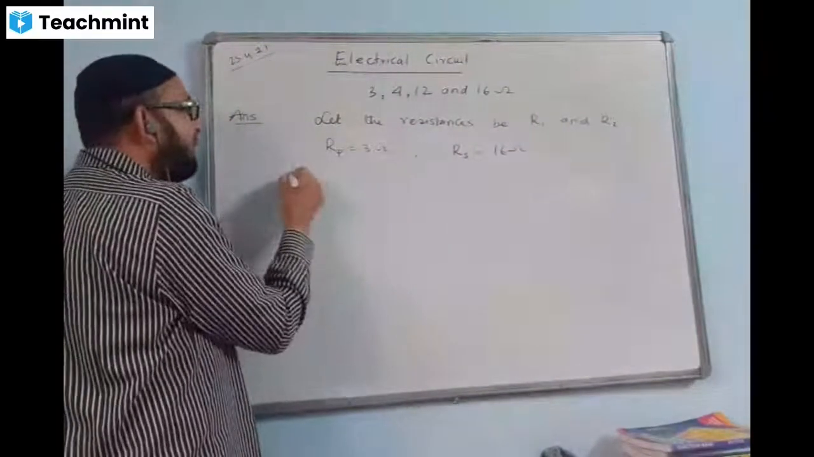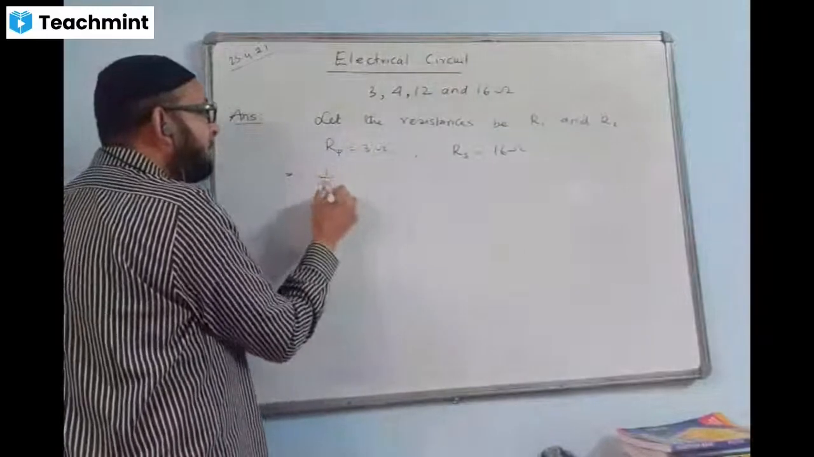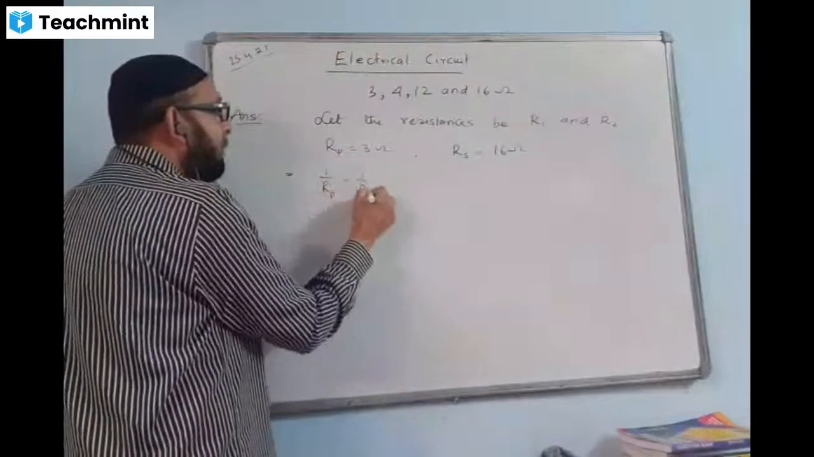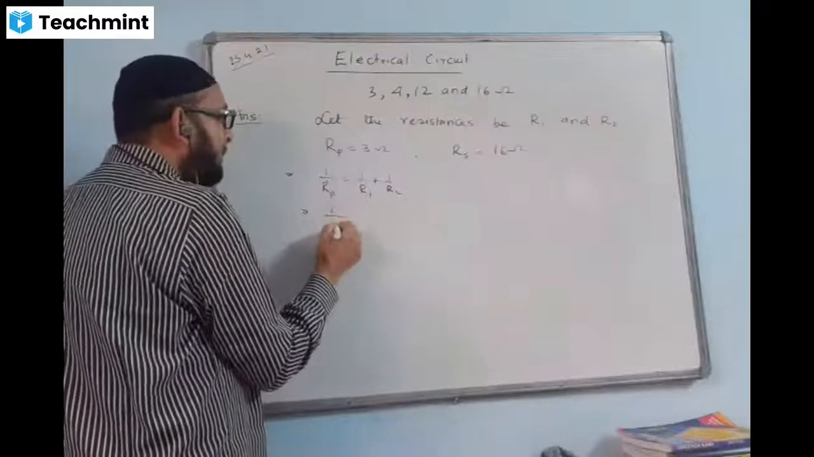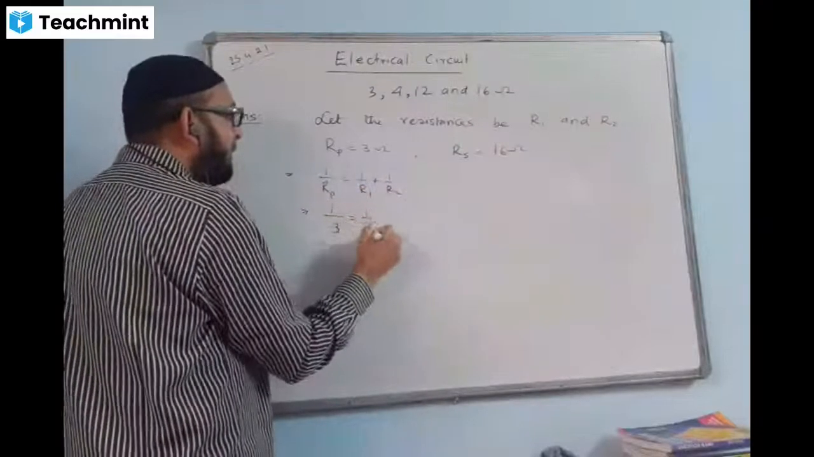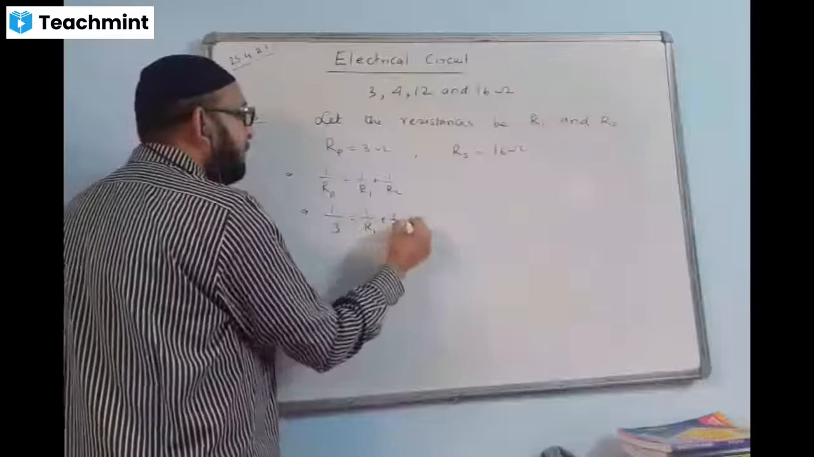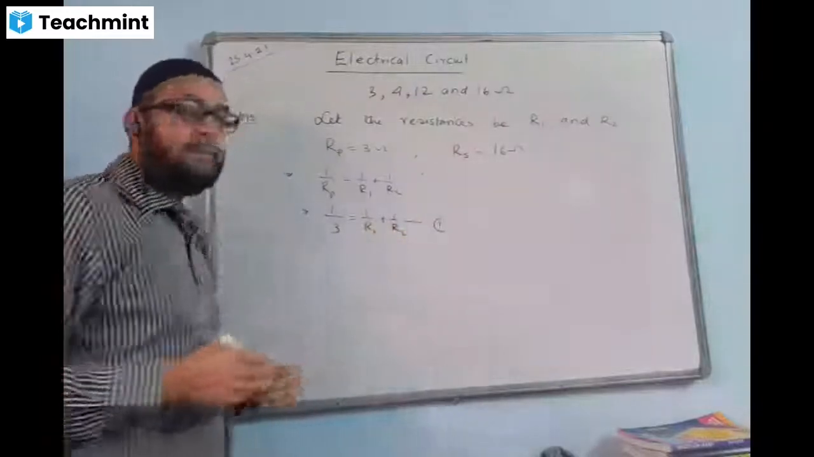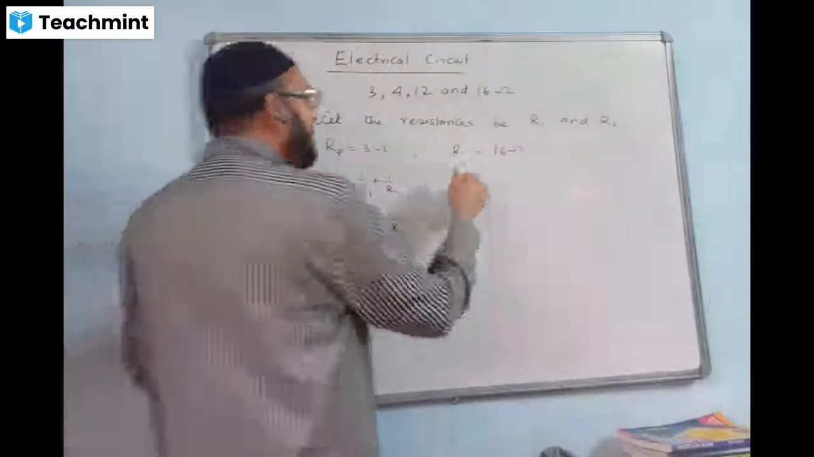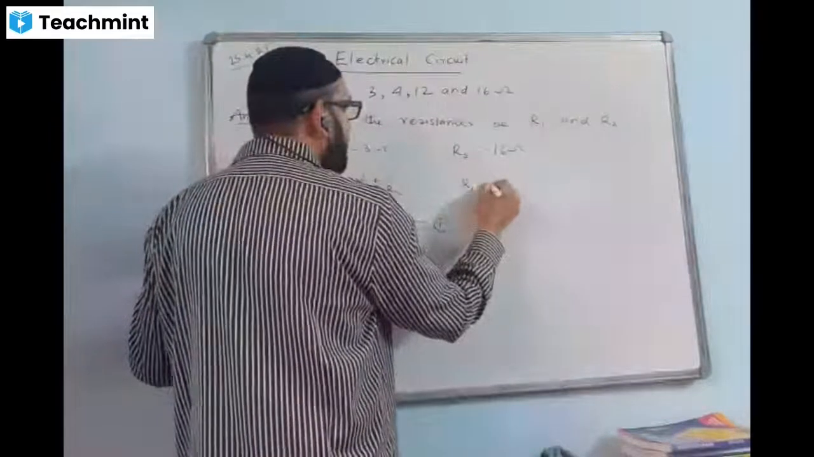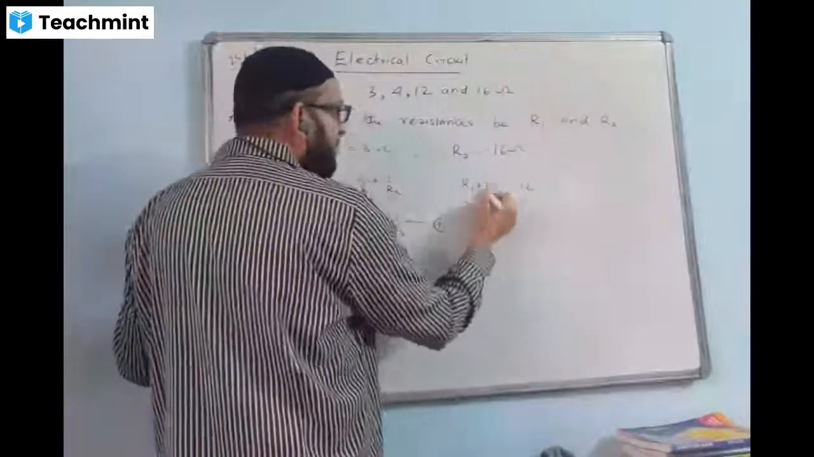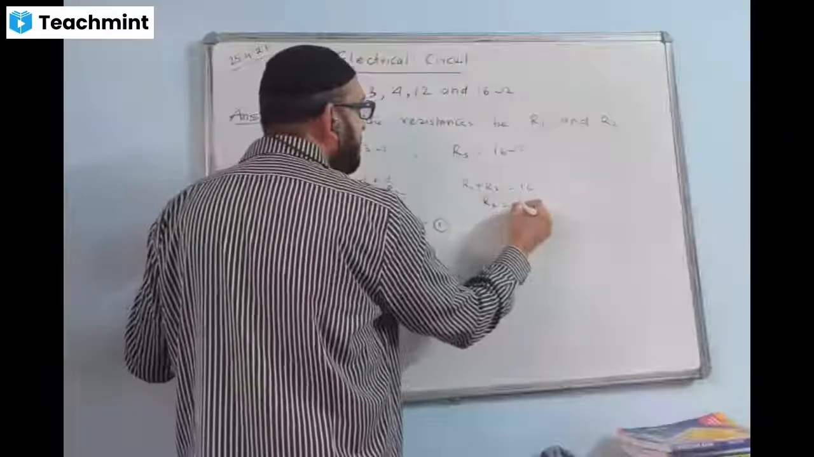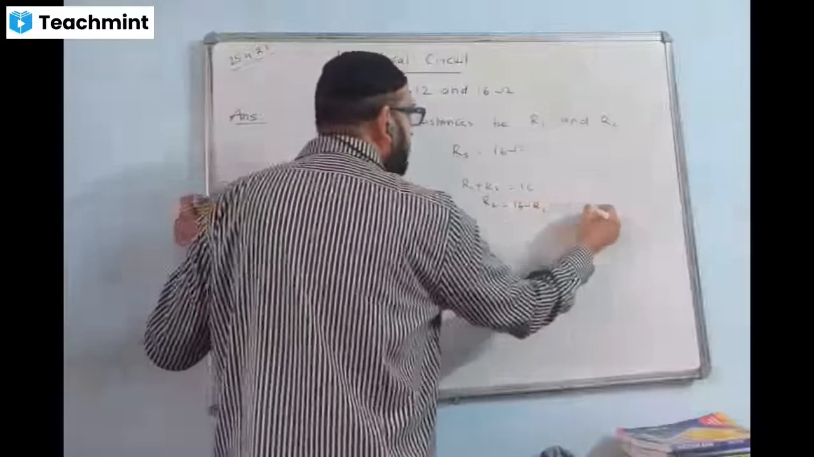The RP formula is 1 by RP is equal to 1 by R1 plus 1 by R2. 1 by RP is 1 by 3, so I write 1 by 3 equals 1 by R1 plus 1 by R2. I'll mark this as equation 1. And the resistance of series means R1 plus R2 is equal to 16. I'll make one the subject of the formula: R2 will become 16 minus R1. Mark equation 2.